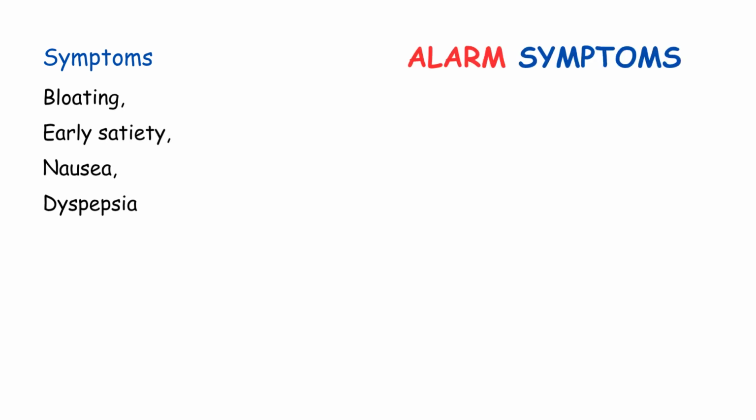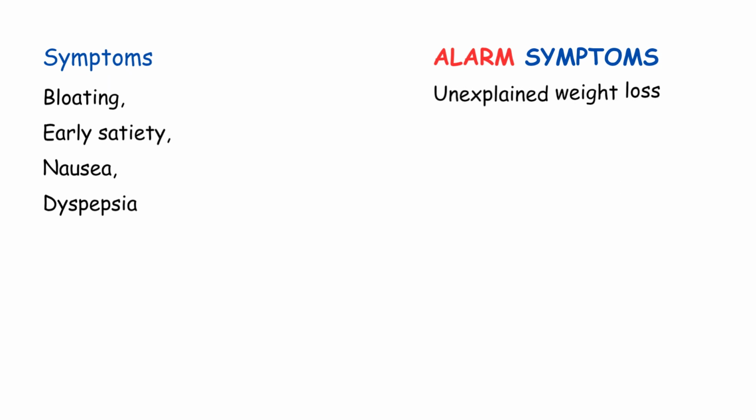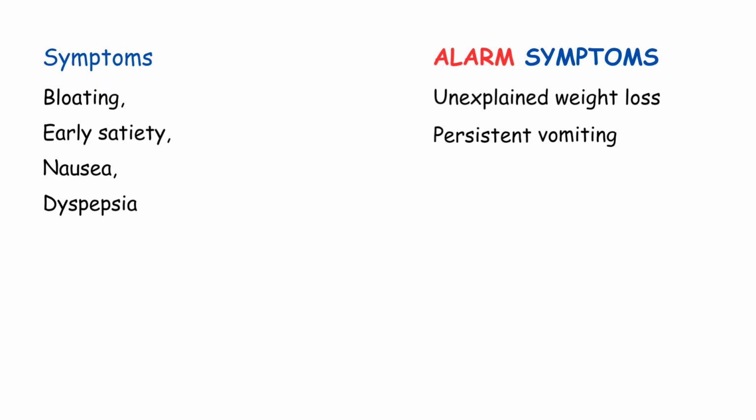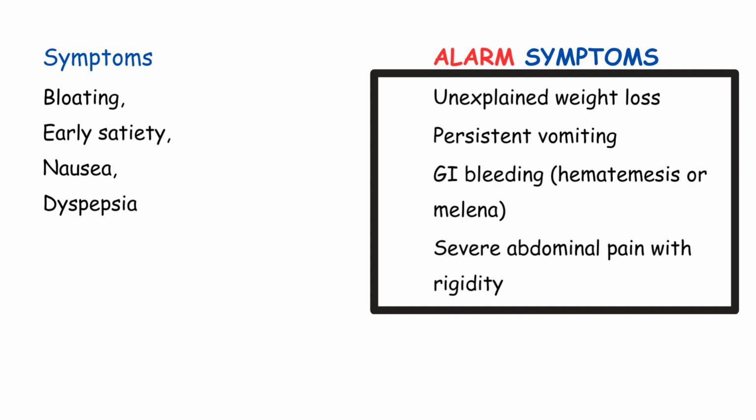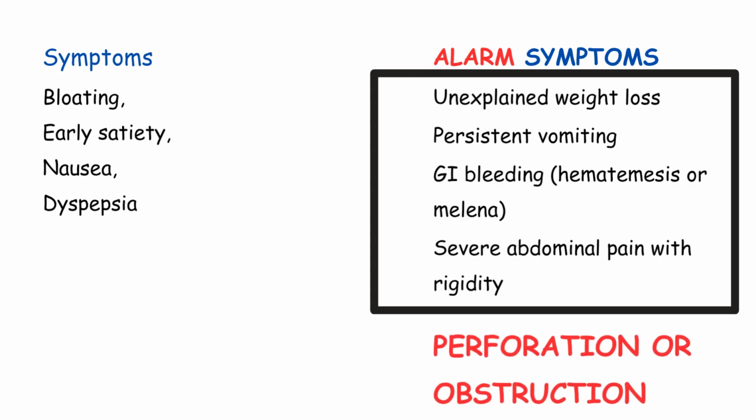More concerning are the alarm symptoms, such as unexplained weight loss, persistent vomiting, GI bleeding, hematemesis or melena, and severe abdominal pain with rigidity. These suggest complications like perforation or obstruction and require urgent evaluation.